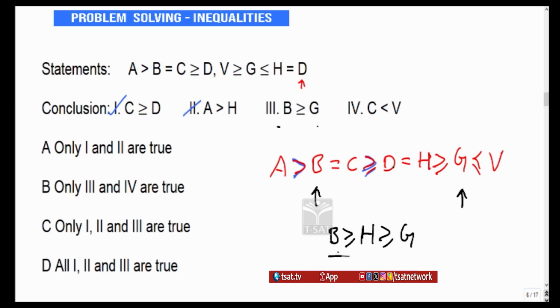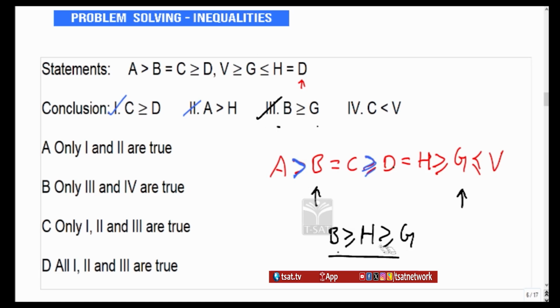But now you see that in this particular statement, B is greater than or equal to H, H is greater than or equal to G. Obviously B is greater than or equal to G. So this particular conclusion also becomes correct.